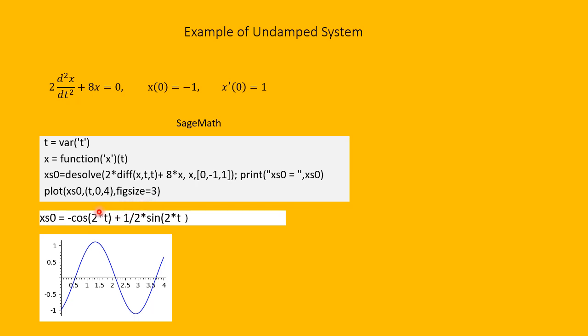So when we execute this code in SageMath, first we will see the output from this print statement. xs0, our solution, is minus cosine 2t plus 1/2 sine of 2t. That's the solution to our initial value problem. This plot command produces this plot. These were done using SageMath in a Jupyter notebook.